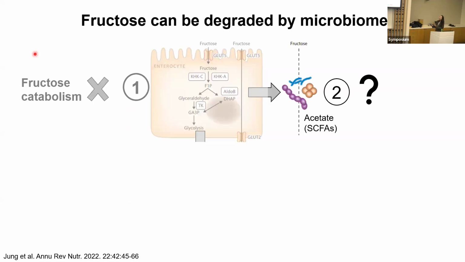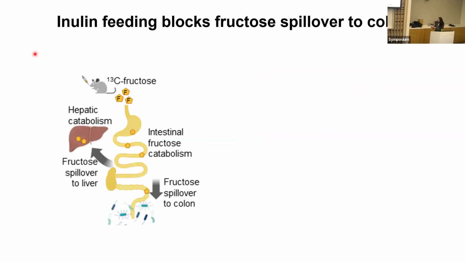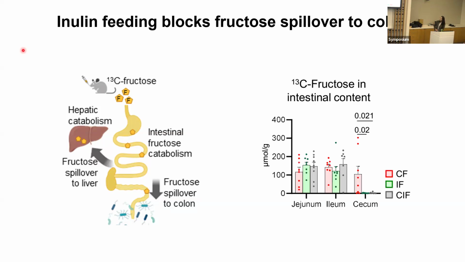Next, let's move on to the microbiome. Okay, so to track the microbiome fructose catabolism, we use isotracing of the fructose. We orally treated labeled fructose, and then we quantified the fructose level in the intestinal content. When you look at the jejunum and ileum, we didn't detect any differences with inulin supplementation.